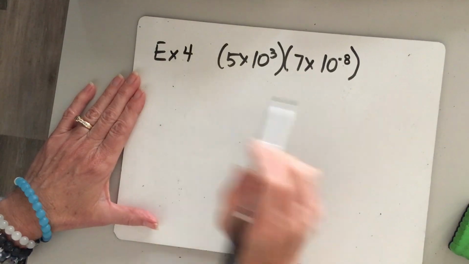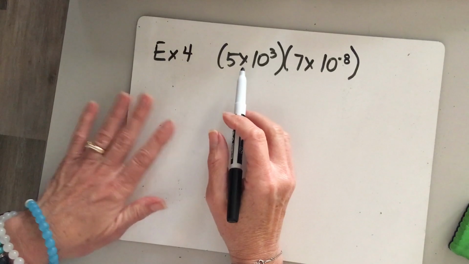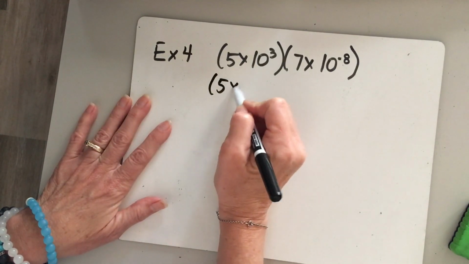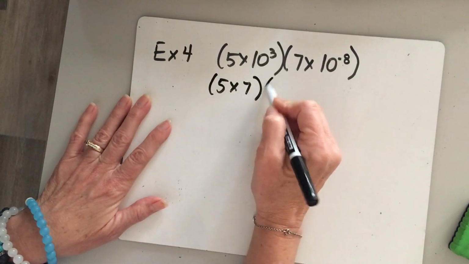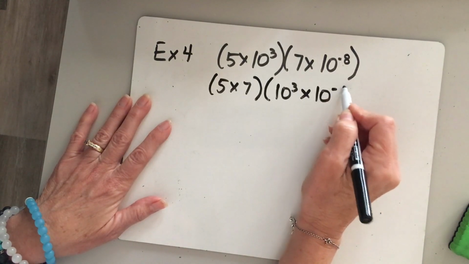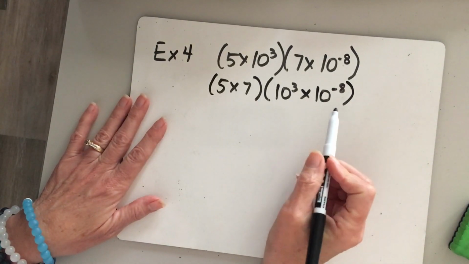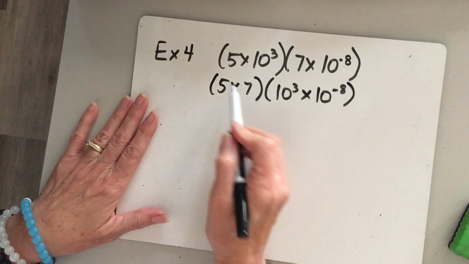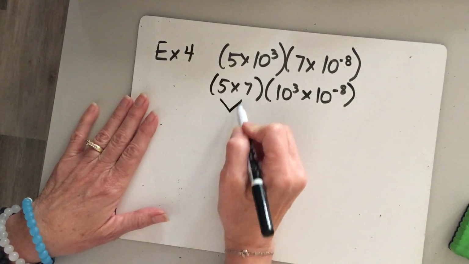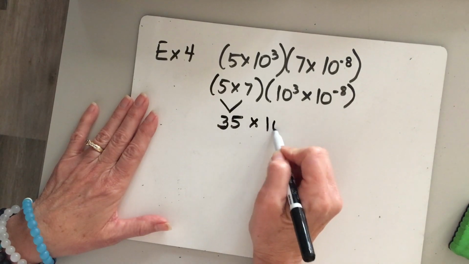Example 4. Here's our last problem for our examples. So we have, again, we'll put things together that are common, kind of regroup them. We're using the commutative property and the associative property. Commutative, we're changing the order. And then associative, we're grouping things together that are common, making them easier for us to multiply.